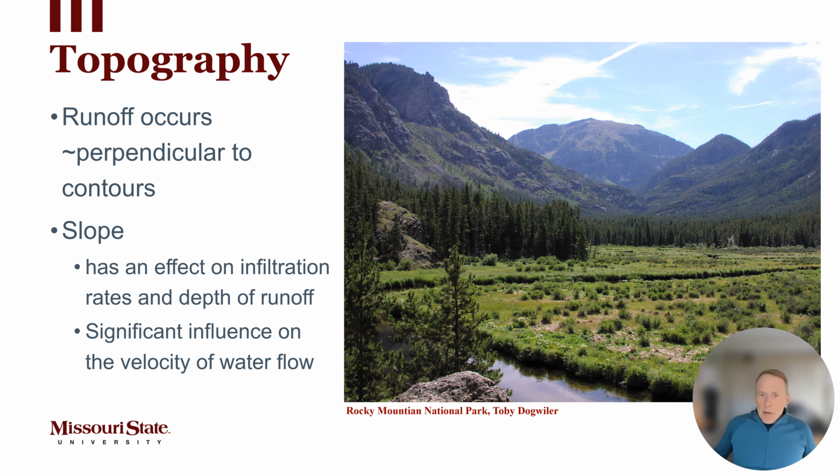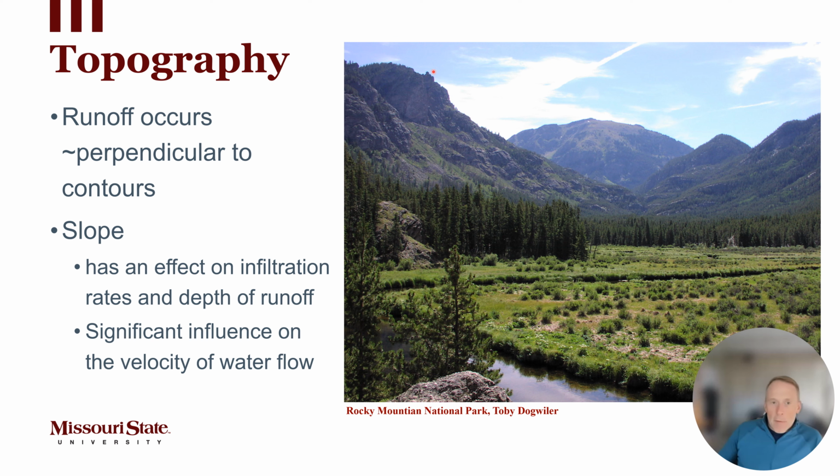Topography. So here I'm showing you a photo from Rocky Mountain National Park in Colorado. You can see we've got a stream here in the foreground and mountains in the background. If you think back to what you know about topographic maps, the contour lines in the topographic map delineate points or lines of equal elevation. And if you recall back to whatever geography or geology lab that you had where you learned to read topographic maps, you may remember that water flows perpendicular to contours. It means that perpendicular to contours is the steepest pathway across the landscape.